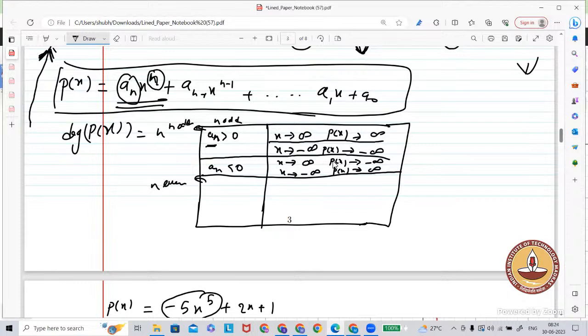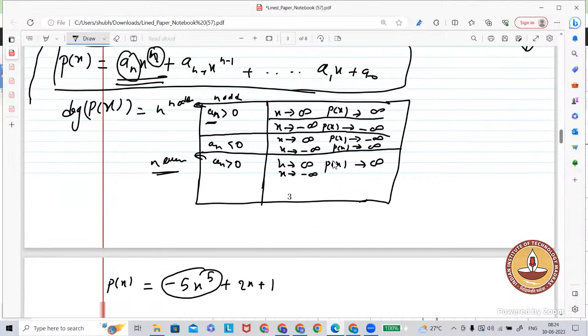Now think about when n is even and an is positive. In that case, what will happen? You will give a large positive, you will get a large output also. If you are giving a large negative input, the degree will also play a role. You are giving negative, and because we have an even degree, it makes a positive, and this positive is what I mean to say.